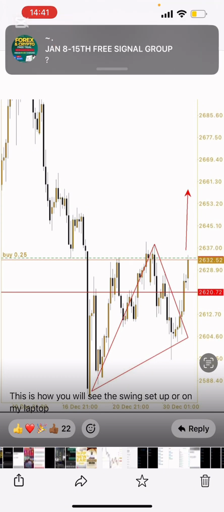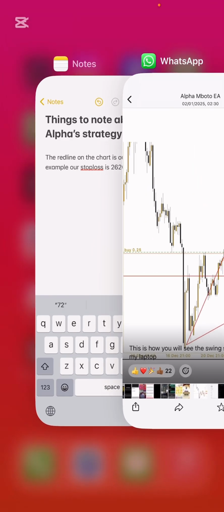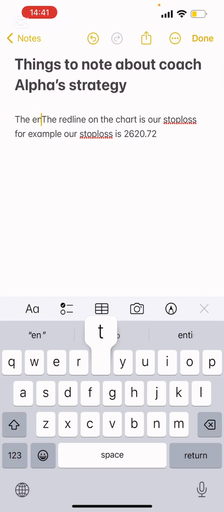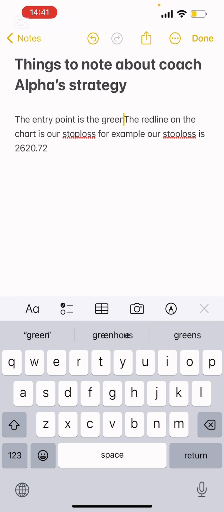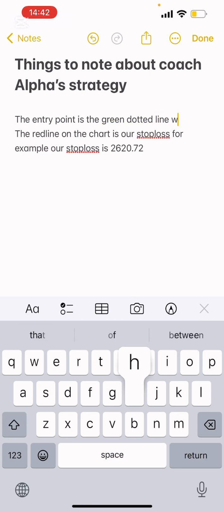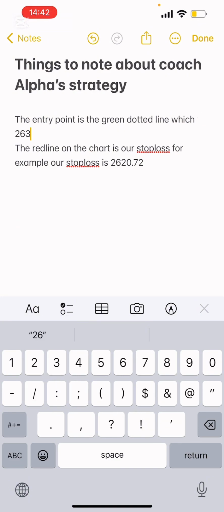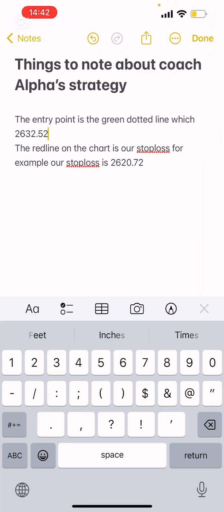Now, what is your entry point? Your entry point is 2632.52, which is the green line. Some people will say the orange line, but you can see the green dotted line. That is your entry point, right? I think I should write that first. The entry point is the green dotted line, which is 2632.52, right?